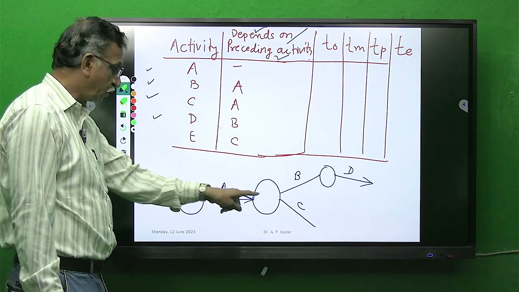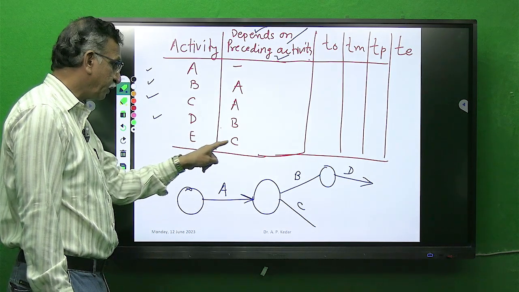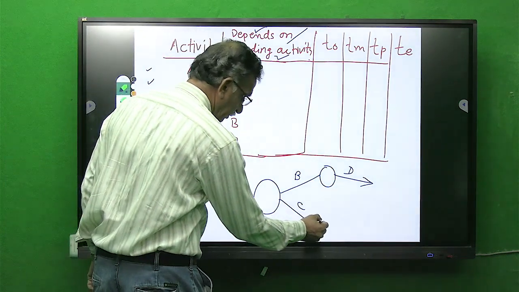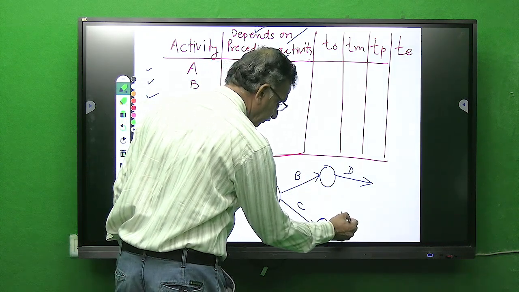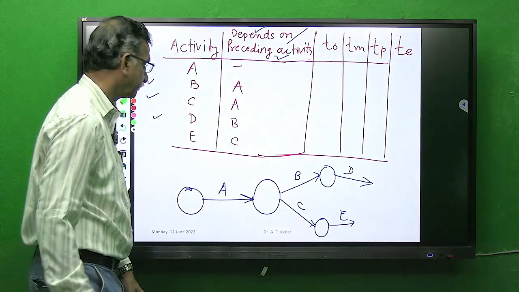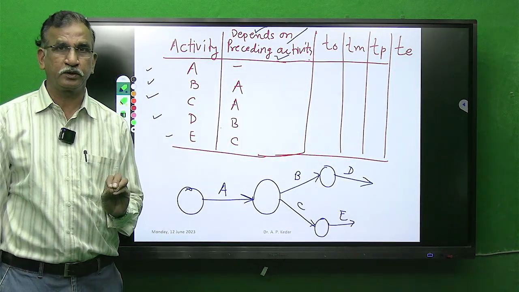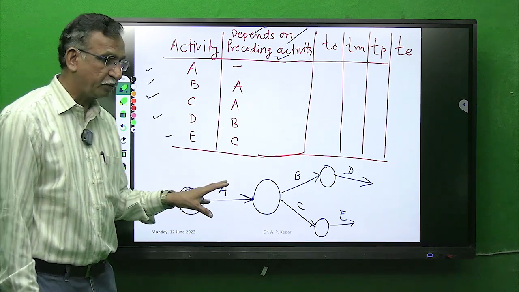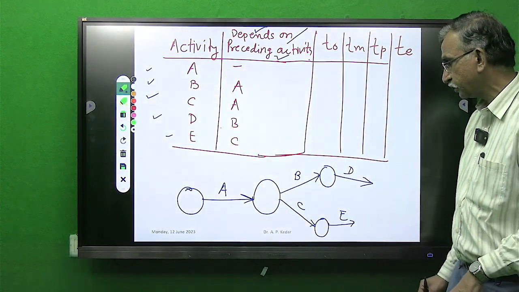C I have drawn, yes, C I have drawn. E is depending on C. So, depending on C will be E. Clear? I have drawn this. Now, this is a very important point, a very important step. Let me give more emphasis at this particular place.